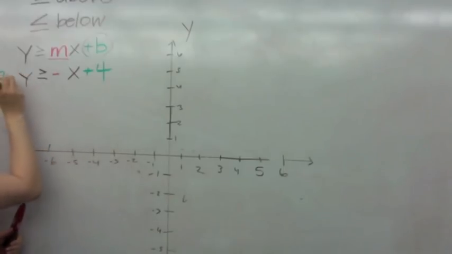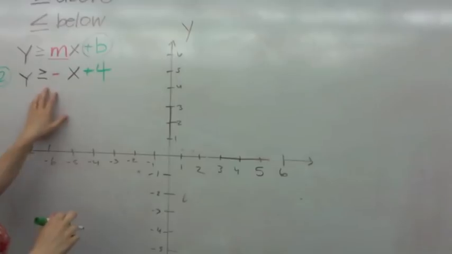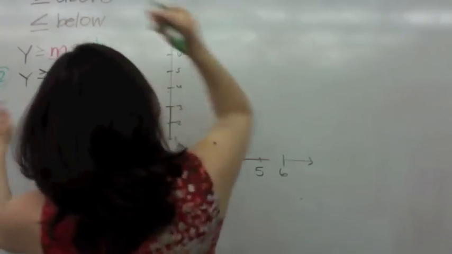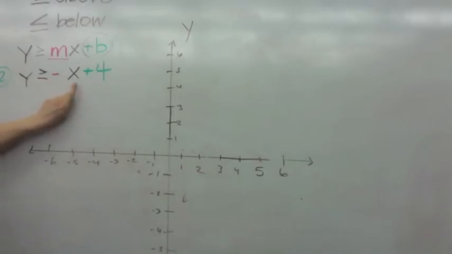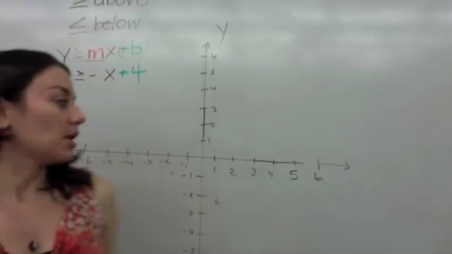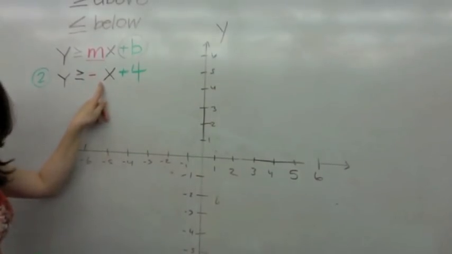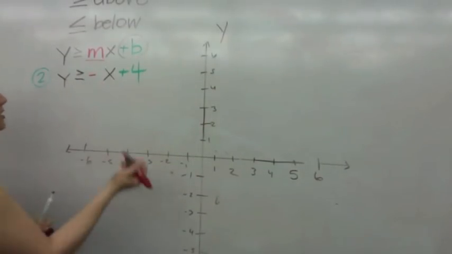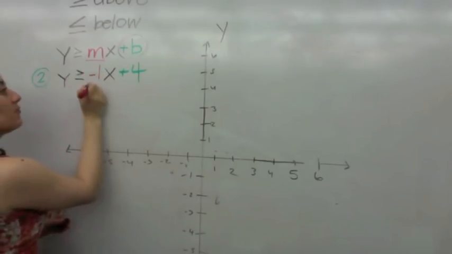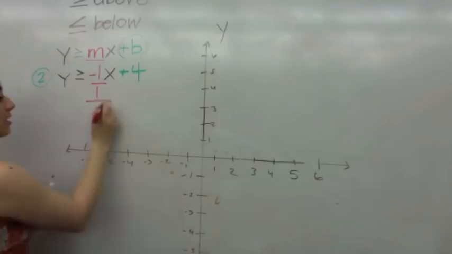Number 2 on your worksheet today. Let's read this inequality together. It says y is more than or equal to negative x plus 4. Do you see something invisible here? It's the invisible 1. So we're going to put the invisible 1. It's actually -1 over 1, and that's going to be the slope.